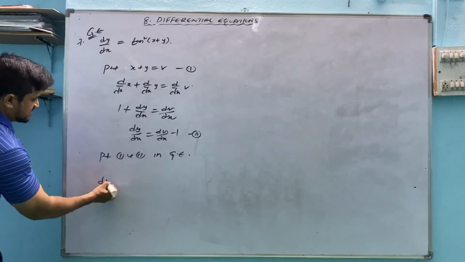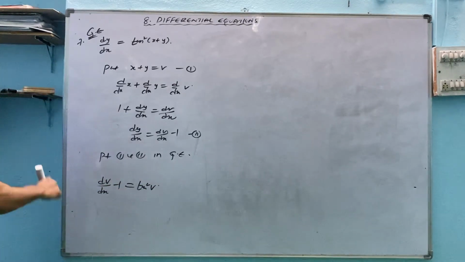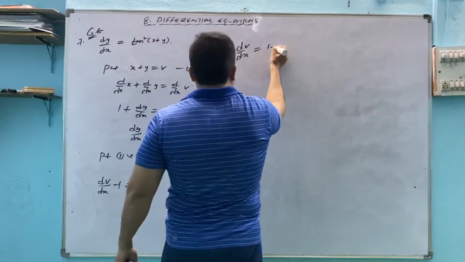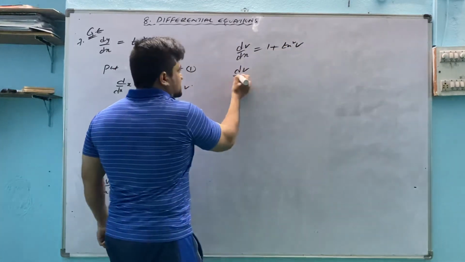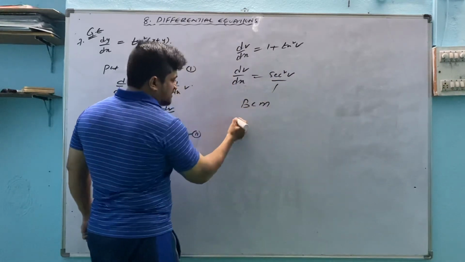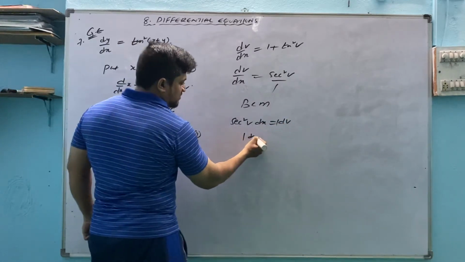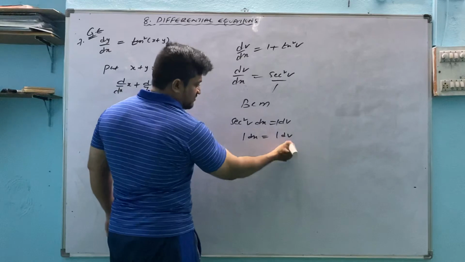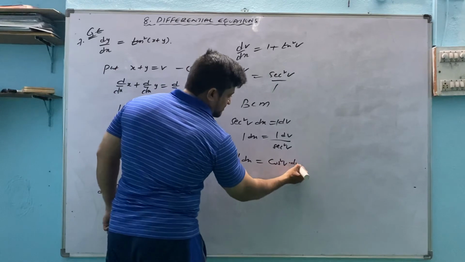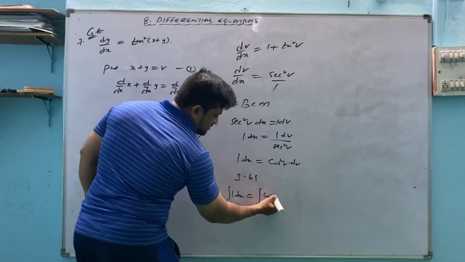So dy by dx is dv by dx minus 1 equals tan square v. Minus 1 goes that side. dv by dx equals 1 plus tan square v. 1 plus tan square formula is secant square. By cross multiplication, dx we have to take on the left side. Now we don't have x values, but we have v values, so send them to the right side. 1 by secant square is cos square v. Integrating both sides. Integral 1 dx equals integral cos square v dv.